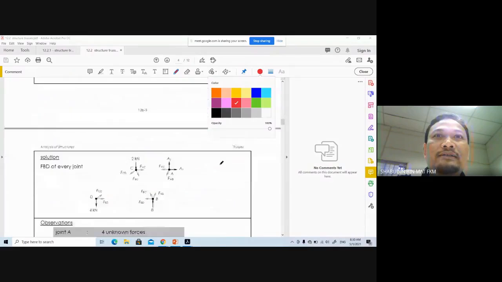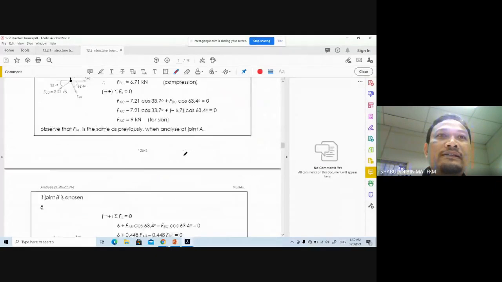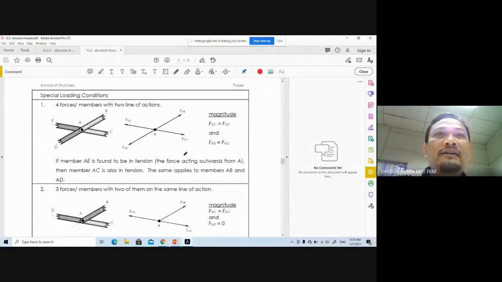So we discussed this. I'm pretty sure that you understand it. There are several structures. If you have a joint with four members attached together, if AE and AC are aligned, and AB and AD are aligned, the force in AE and AC is similar, and the force in AB and AD is the same.